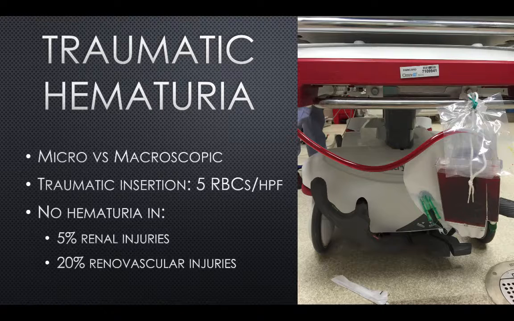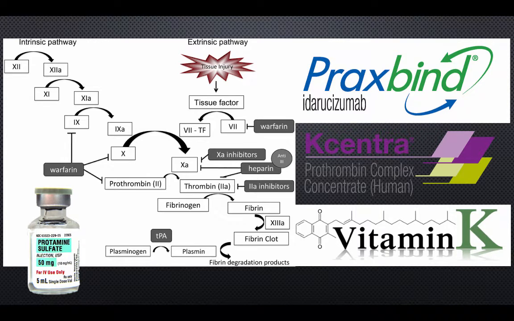A stable adult patient with only microscopic hematuria requires no further imaging and can follow up with their PCP for a repeat UA in 1 week. Patients with gross hematuria or who are unstable with microscopic hematuria require a CT abdomen pelvis with IV contrast and a CT cystogram. Is your bleeding patient on a blood thinner?